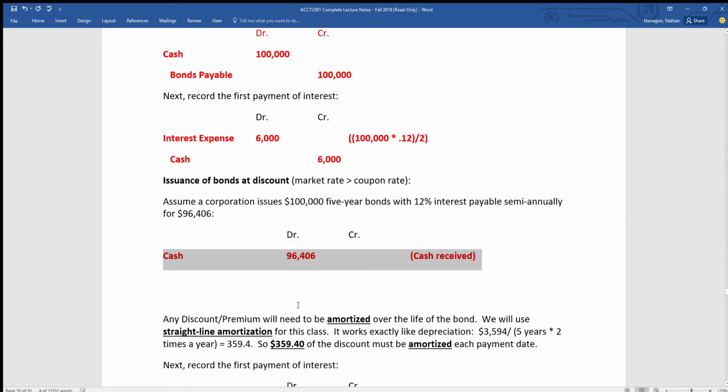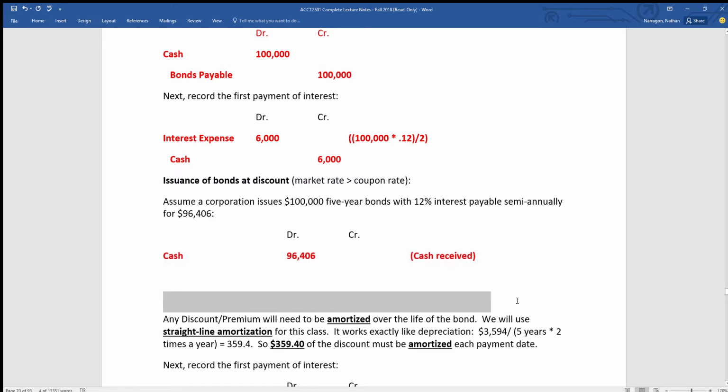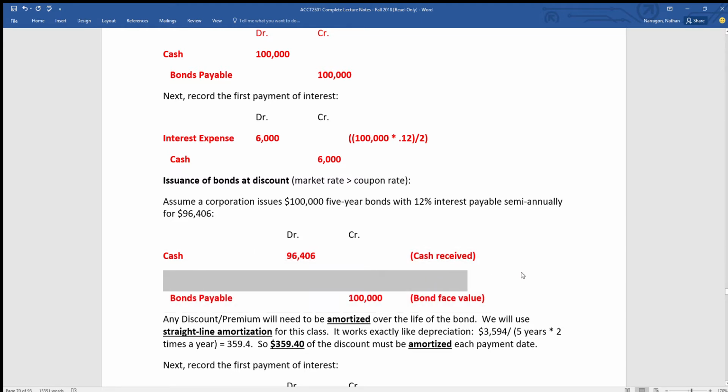First thing is we have to record the cash received of 96,406. We have the bonds payable, which is always face value and will never change. The next thing we have is the discount on bonds payable. This is the difference between your cash and your bonds payable. Cash is less than bonds payable, which means discounts are always a debit when we issue.